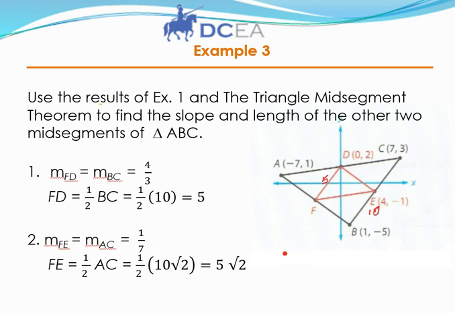Now let's take a look at the third mid-segment, and this would be FE, and the slope of FE will be equal to the slope of AC, which we discovered from example 1 was 1/7. And the length of FE will be 1/2 of AC. AC was 10 square root of 2. So FE will be 5 square root of 2. And that was fairly easy.